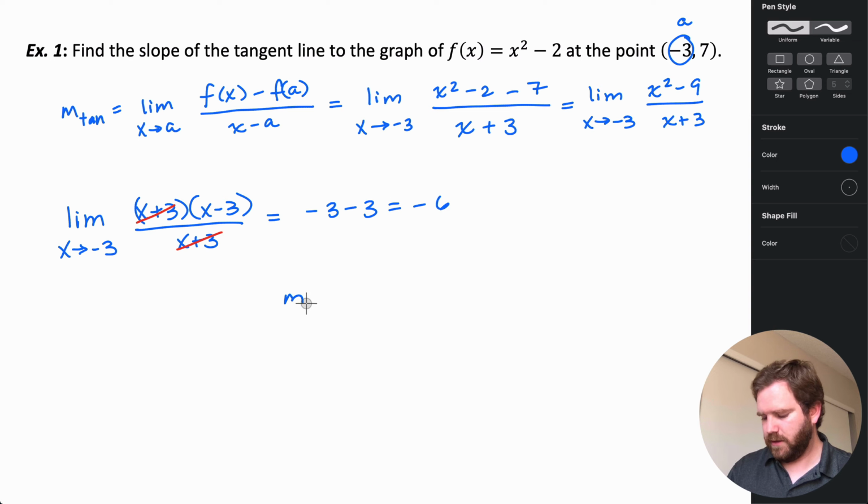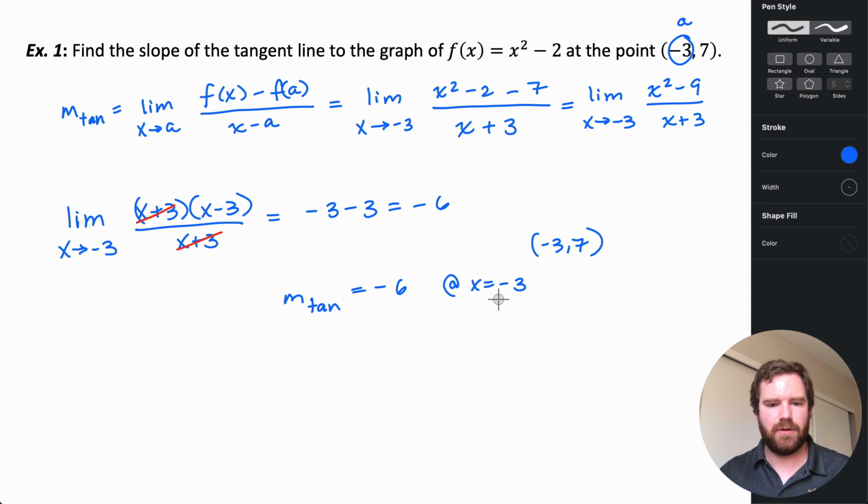So the slope of the tangent line is equal to negative 6 at x equals negative 3, or at the point negative 3, 7. So that would be how you would find the slope of our tangent line to that curve at that given point. So when you're given a point and you're given your function, this is a good form to use.